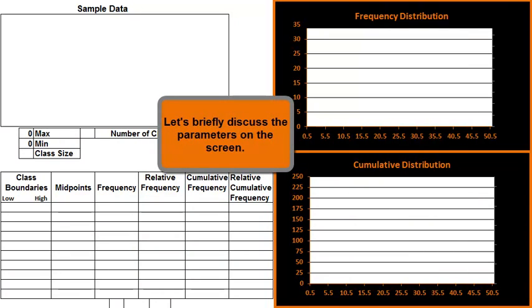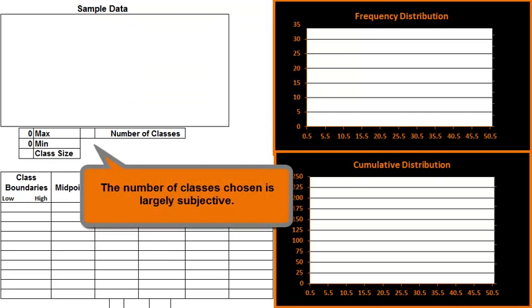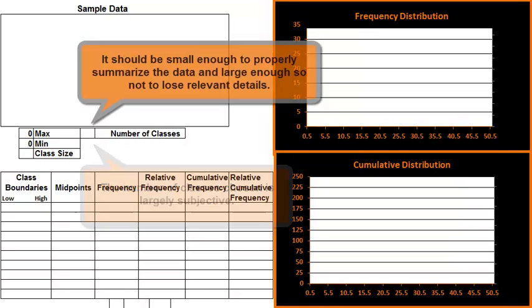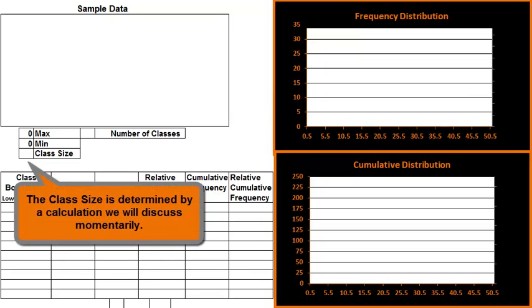Let's briefly discuss the parameters on the screen. The number of classes is the number of categories into which we will divide the random data. The number of classes chosen is largely subjective. It should be small enough to properly summarize the data and large enough so as not to lose relevant details. The class size is determined by a calculation we will discuss momentarily.